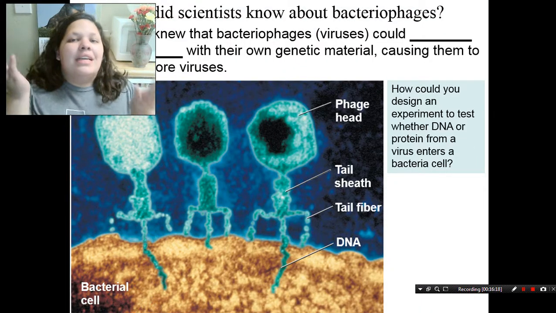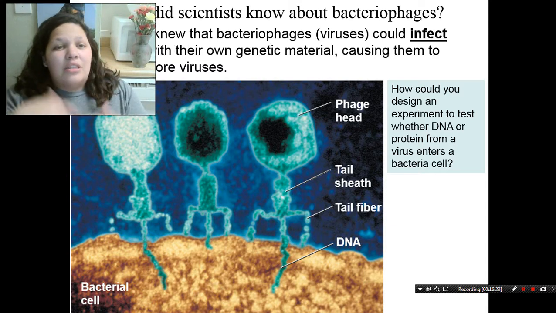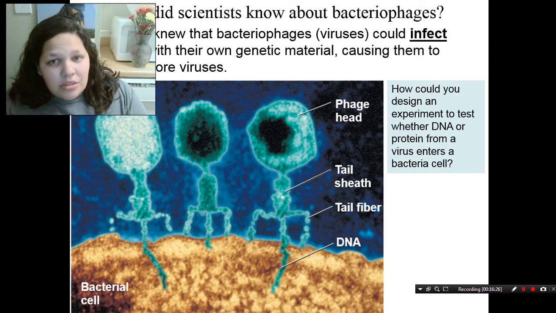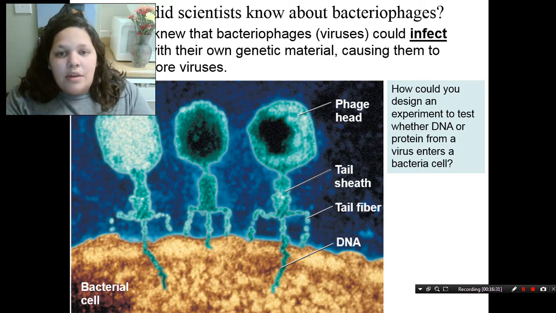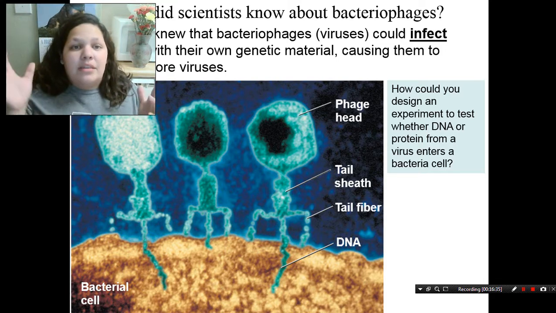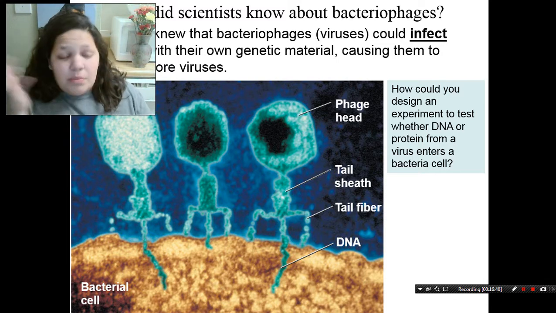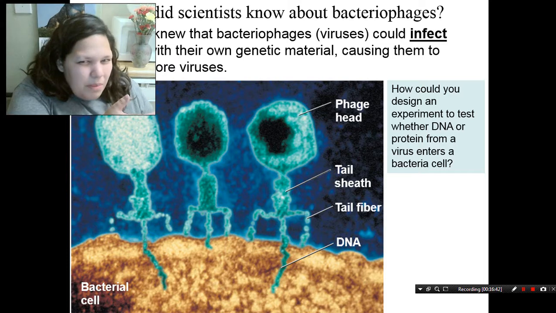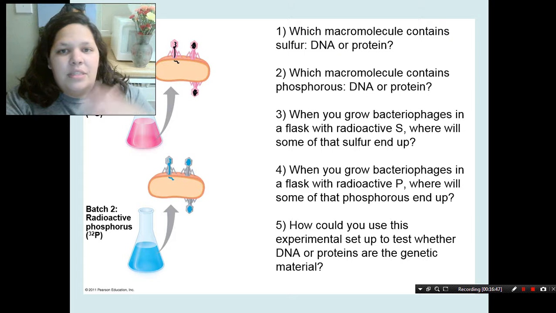So what did scientists know about bacteriophages? Scientists knew that bacteriophages could actually infect bacteria with their own genetic material, causing them to produce more viruses. So for example, we knew that the reason why someone gets AIDS is because of genetic material that was being passed. So the thing is people didn't know, is it proteins that's being passed or is it DNA? So this is an example of an experiment, but I want us to take a look at some of these questions.